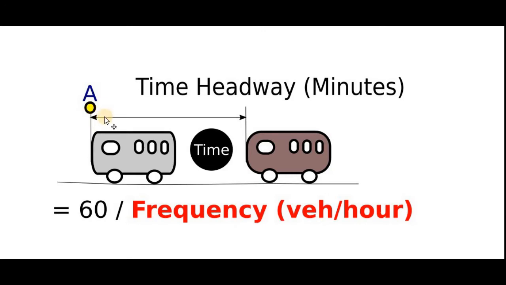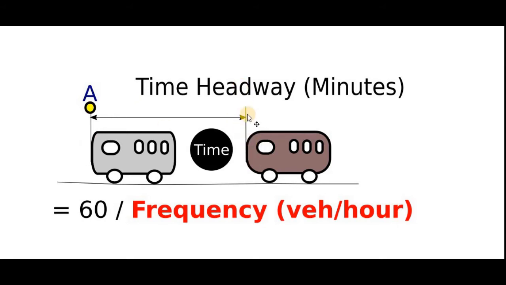And let's say that this first grey colored bus passes this point at a certain time, say 12 o'clock in the afternoon. And after 10 minutes, this weird colored bus, I honestly don't know what color this is, passes through the same point. The difference in time between these two buses passing this same reference point is your time headway. It is measured from the head of your bus to the head of your next bus.